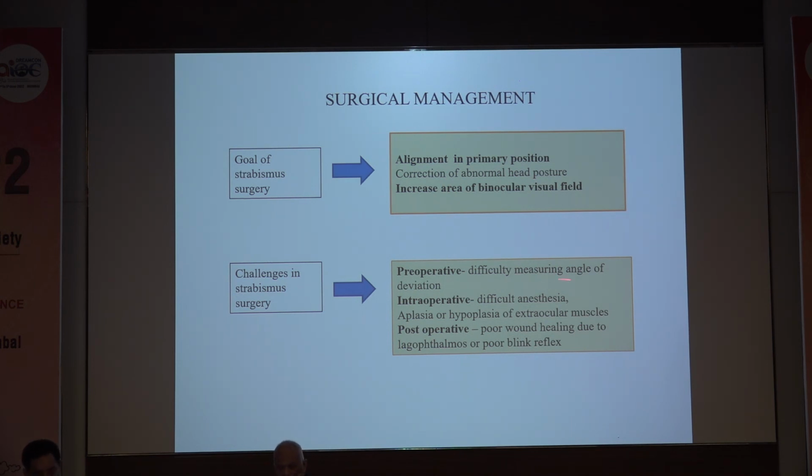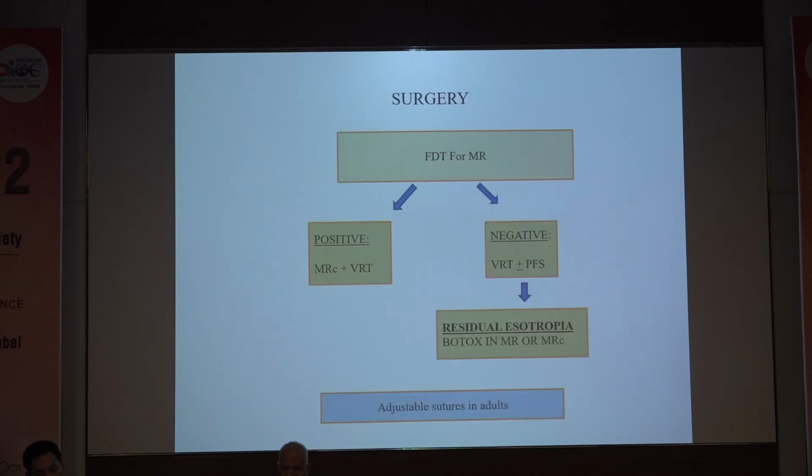The challenges, of course, are measurement and difficult anesthesia, and aplasia or hypoplasia of the extraocular muscles, which can create a problem when you are operating on them. You need to do a force duction test for the medial rectus. If it's positive, you need to do an MR recession, often adjustable, although it may be difficult because the muscles are rather fibrotic, with a vertical rectus transposition. If the FDT is free, you can get away with just a VRT as a first surgery, and residuals can be managed with botulinum toxin.